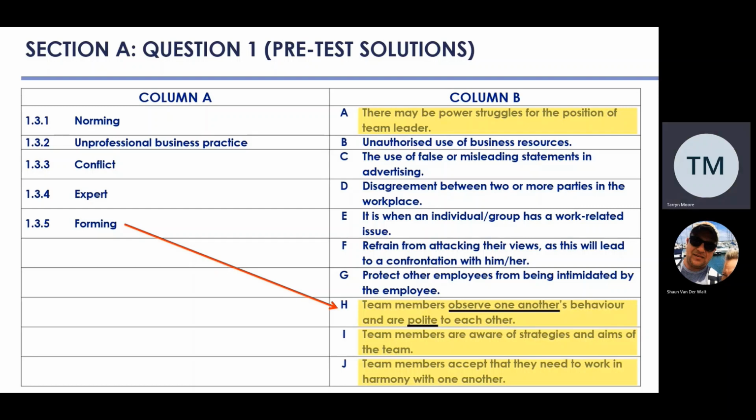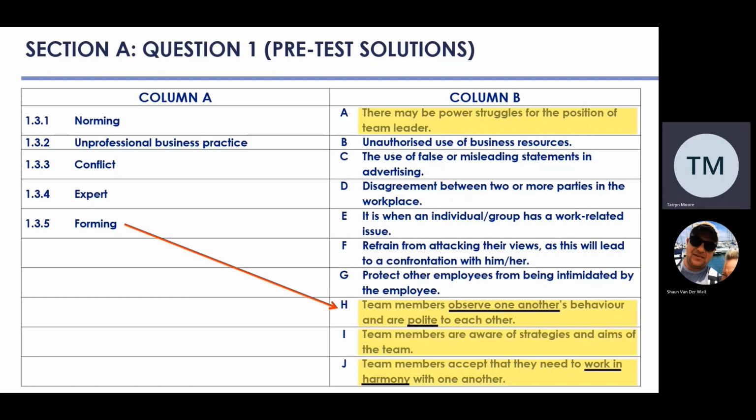So we've read our statements and we've highlighted the ones that pertain to stages of team development. The one that looks the most correct, you have highlighted. Observe one another's behavior. Be polite with one another. I'm coming together as a team. I haven't interacted or done anything yet. It's still the beginning phase where we get the members in the room and we start talking and we start observing what takes place. We now look towards team members accepting that they need to work in harmony with one another.